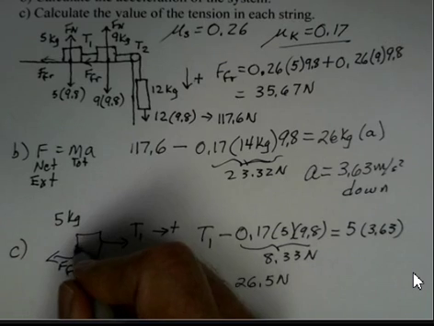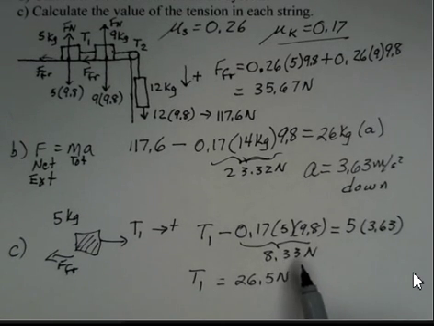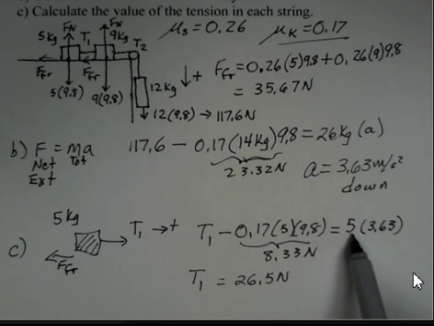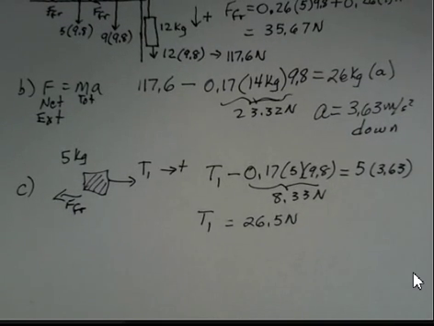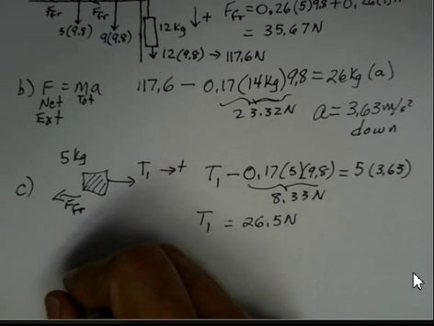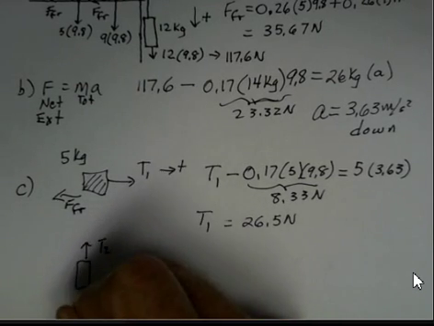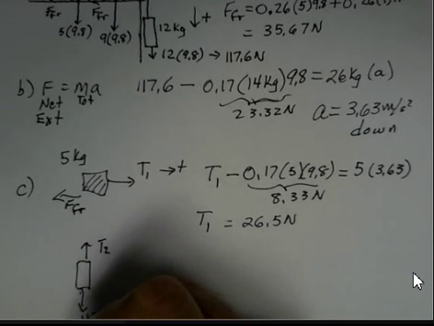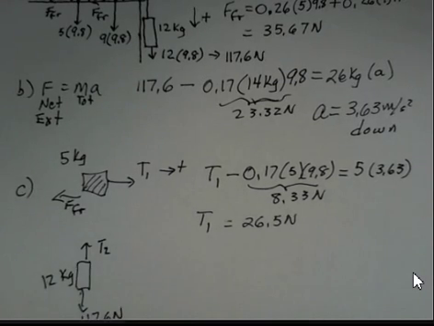So the external forces acting on the 5 kilogram object, T1 to the right, force of friction to the left. Force of friction is 8.33 newtons just for this 5 kilogram object. The mass of my restricted system now is 5 kilograms. And the tension 26.5. So give a little more space here. What about the tension T2? Well, now I'm going to consider the 12 kilogram object. T2 and the 117.6 newtons are the external forces that act on this object.